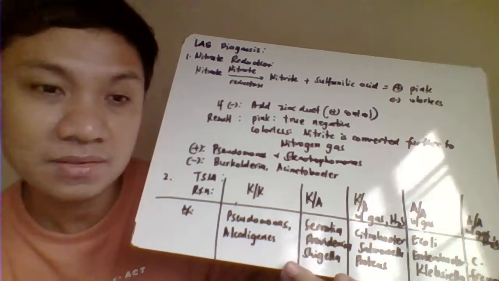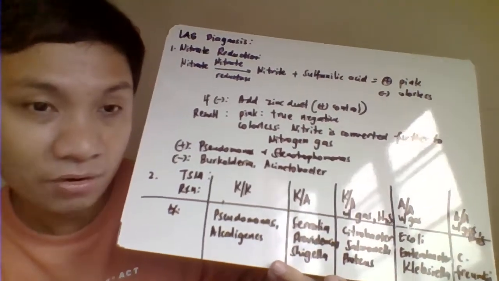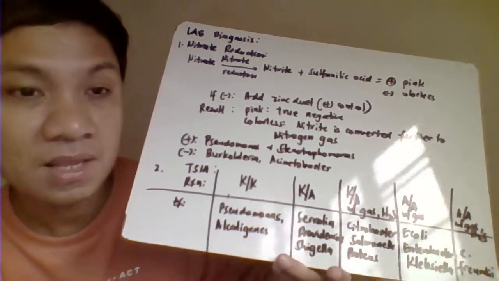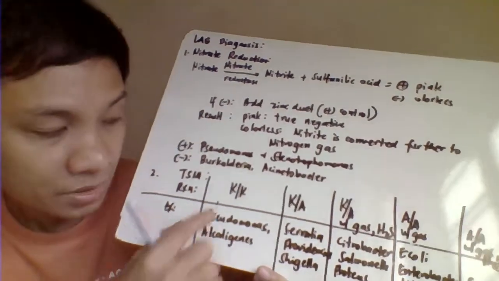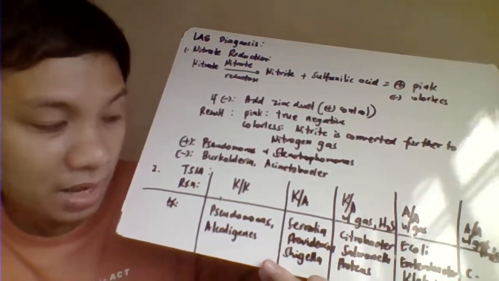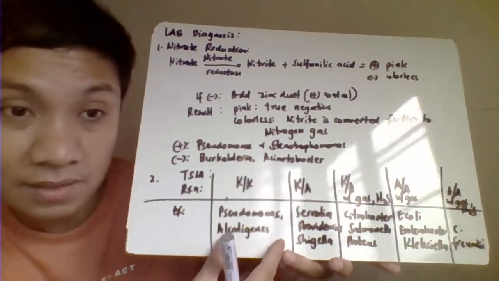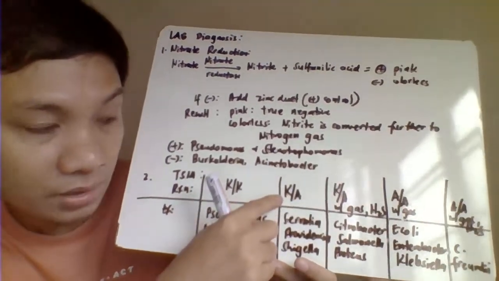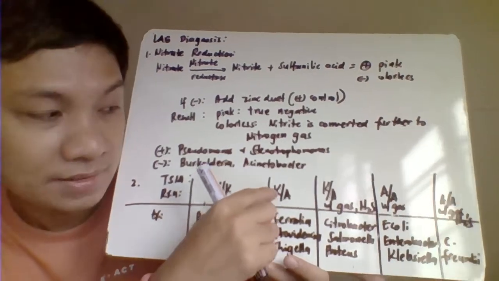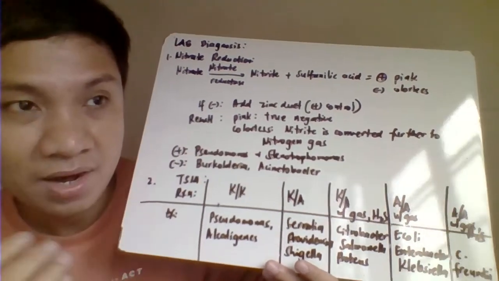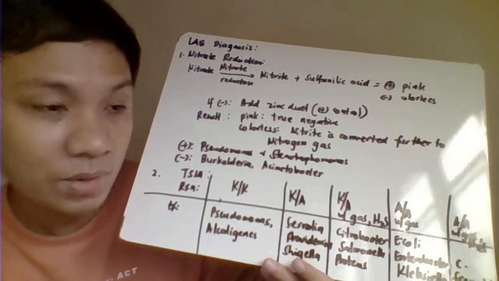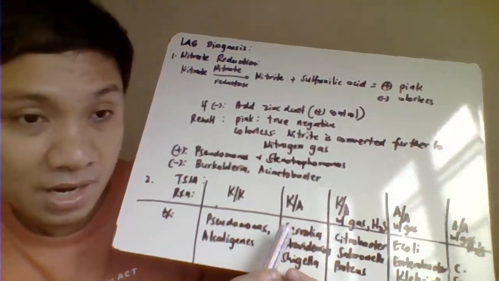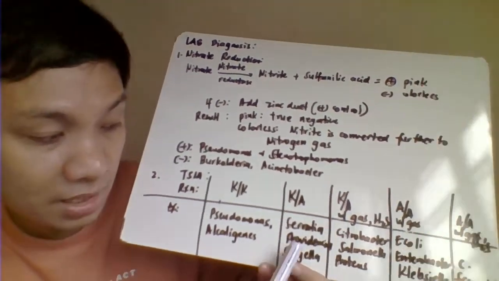Again, your gas could be identified by a crack in your culture media, and your H2S production is identified by the blackening of the colony. In this case, there is no gas and no H2S, so we're talking about your Pseudomonas and Alcaligenes. Then we have your K over A: the top is red and the bottom is yellow, with no gas and no H2S. That's the case of your Serratia, Shigella, and Providencia.